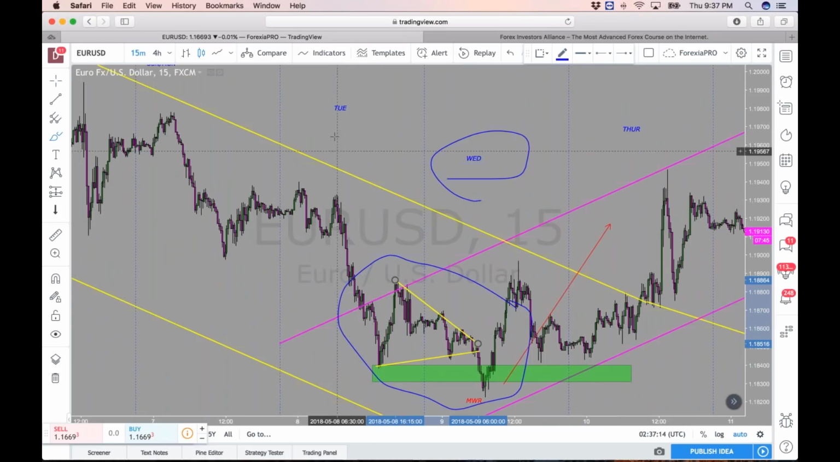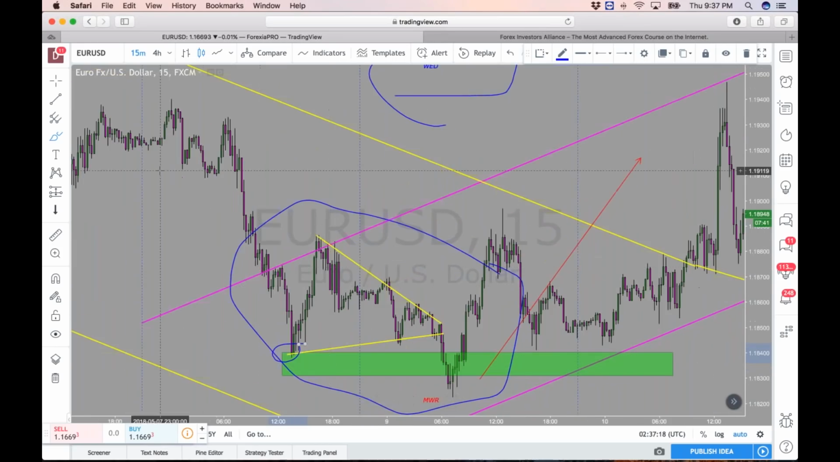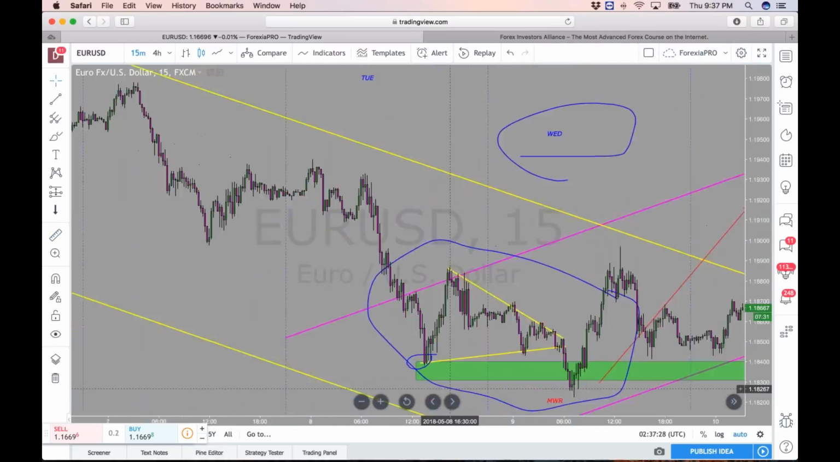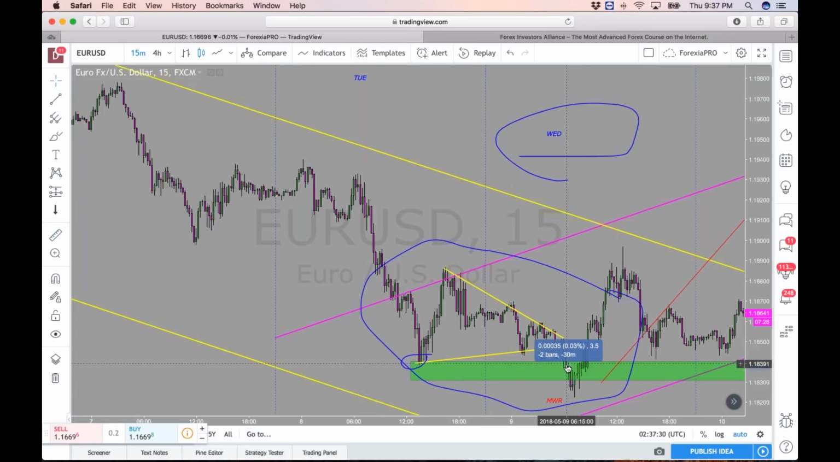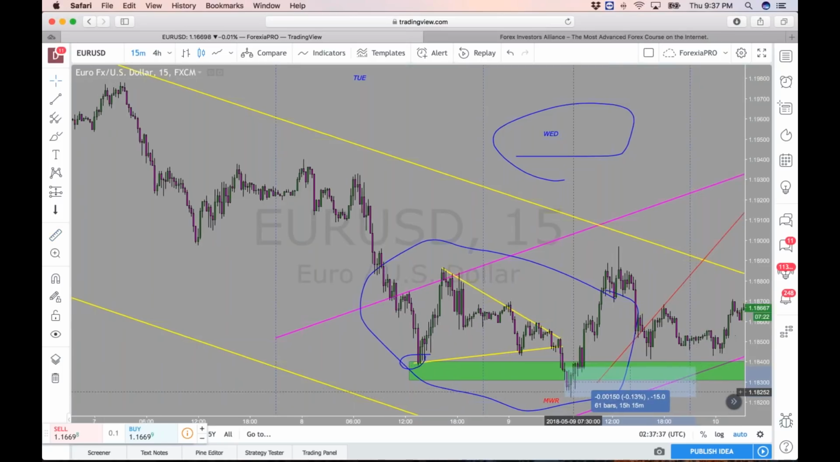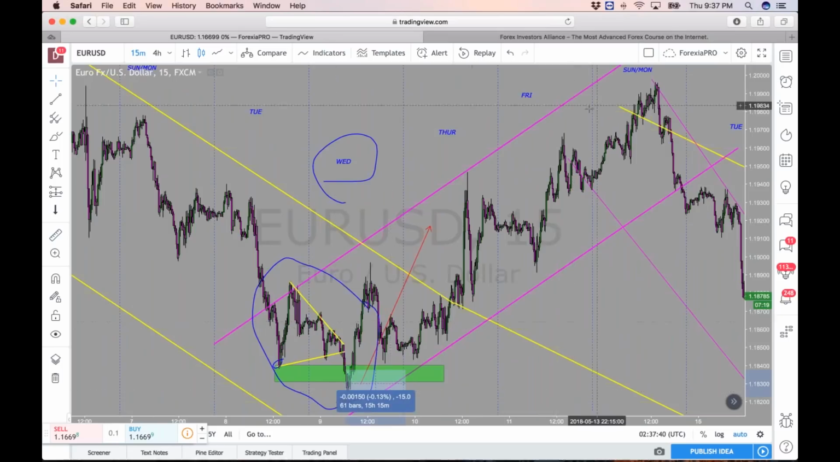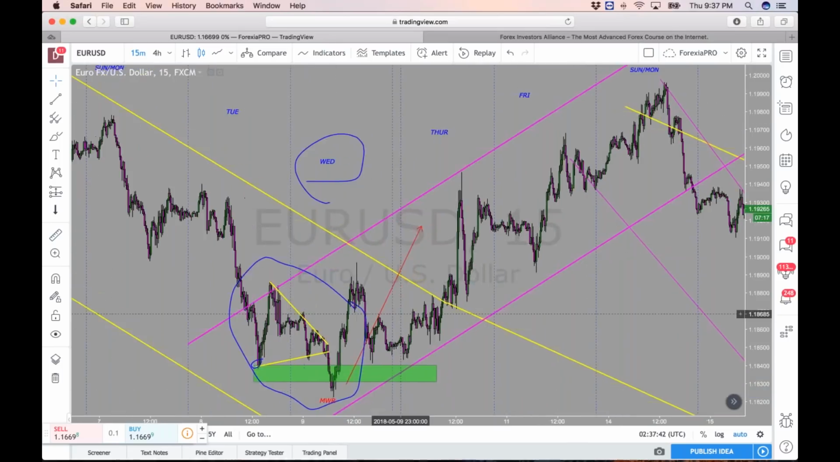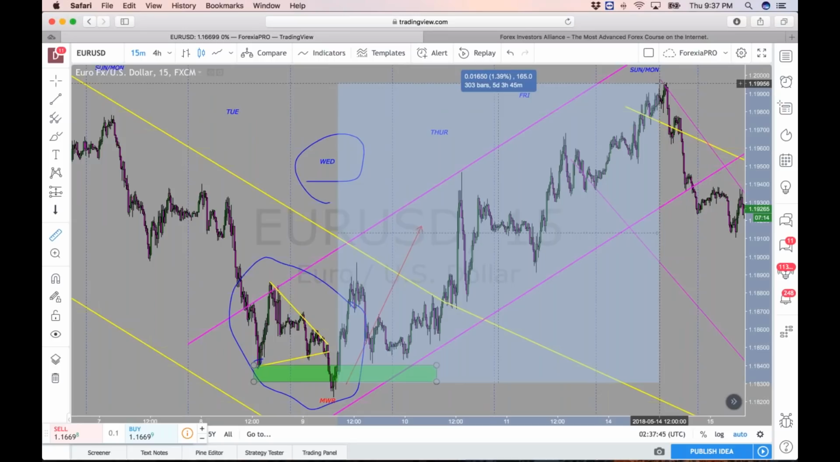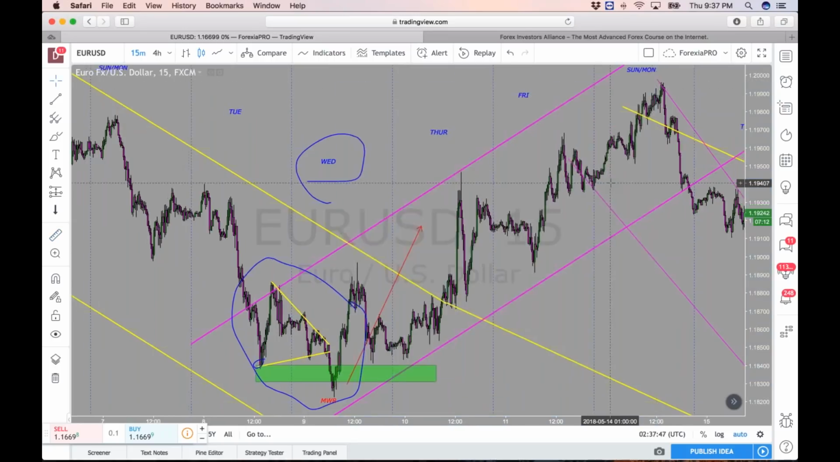We have the low of Tuesday right here. They broke that low by about 15 pips, exactly, and then reversed off of that low for 165 pips.